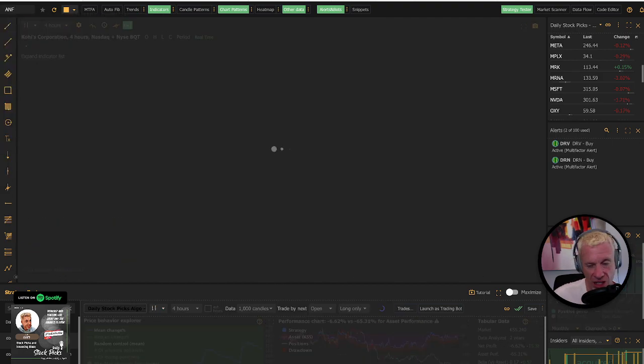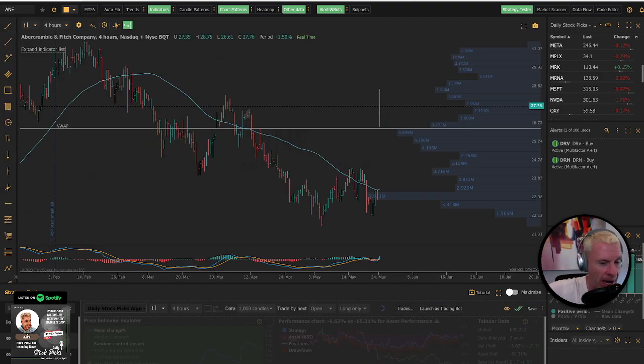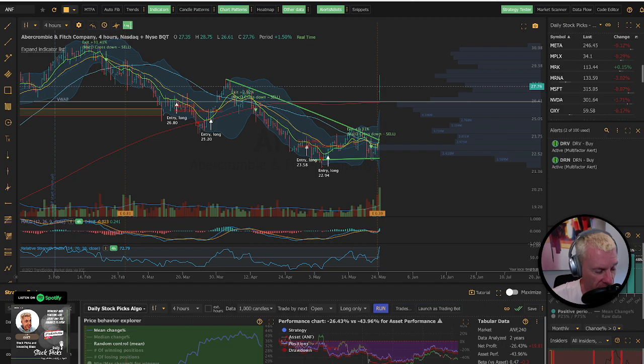Abercrombie and Fitch, ANF is the symbol. I haven't worn their clothes since I was 19 years old. I am a boomer. I had Abercrombie and Fitch. Walking into that store today would give me allergy concerns just based on the amount of perfume that's in there. But ANF posted a huge, huge quarter. They're up 20%. This is a stock that could go back to 30.